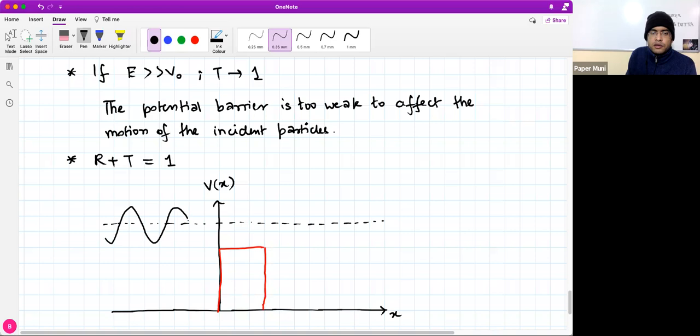we can see that the wavelength in region 2 changes, and it will increase. It will be more than what is there here. The wavelength increases here, and then again it becomes the same as the previous one.